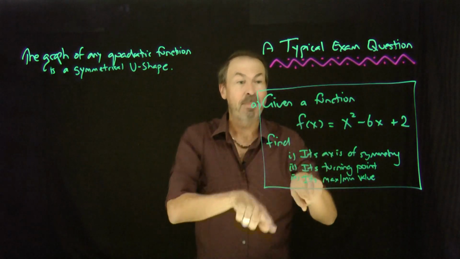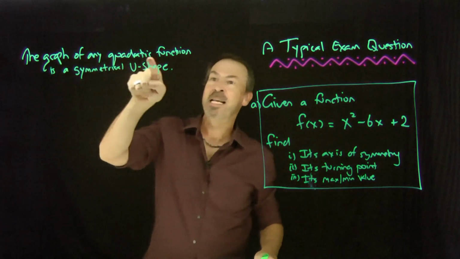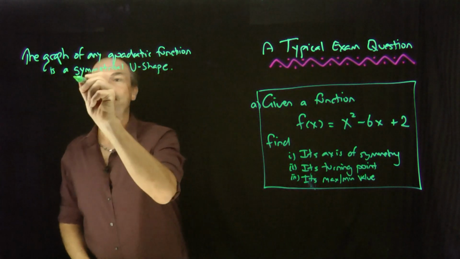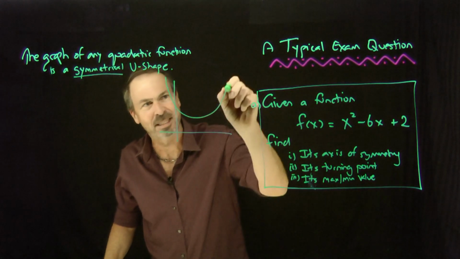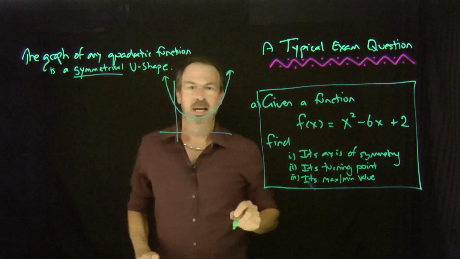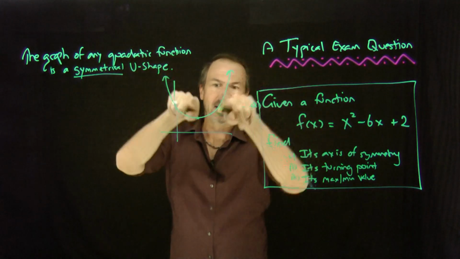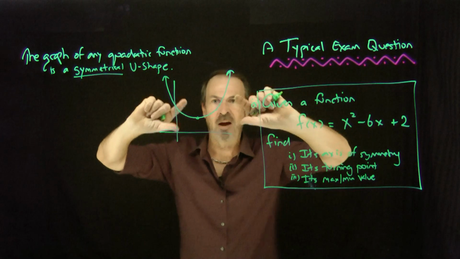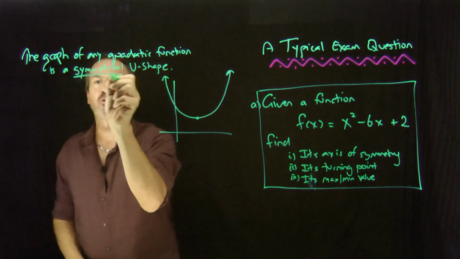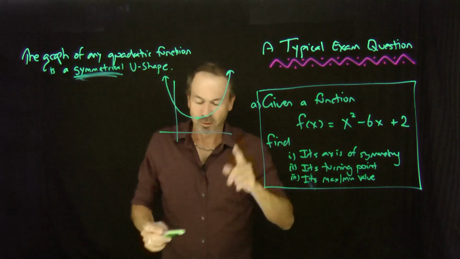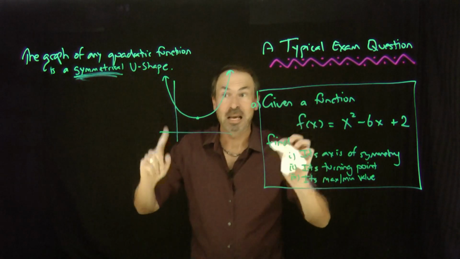The key thing about quadratics, x squared type functions, is that the graph of any quadratic function is a symmetrical U-shaped graph. Well, not really U-shaped, it bends like this. People call this the turning point, which if it's facing upwards would be a minimum, but if the graph is upside down, it would be a maximum. But the key thing is symmetrical. Once you've got symmetrical in your head, then everything follows.